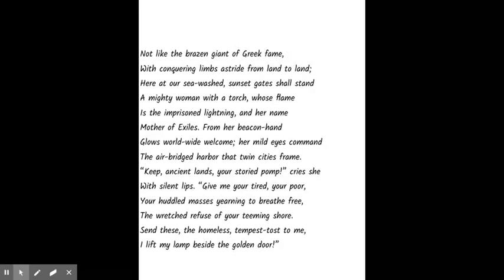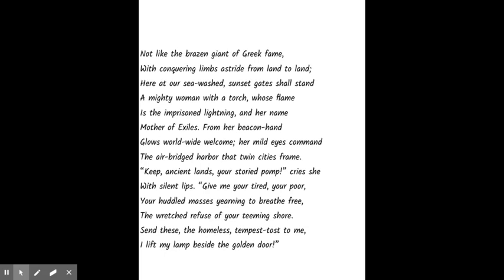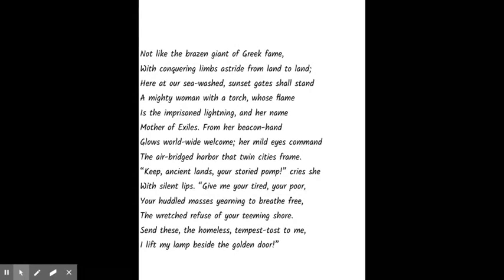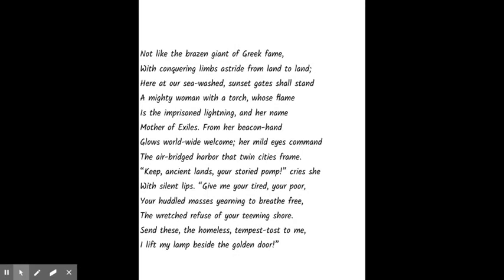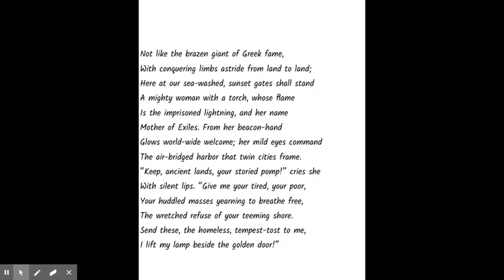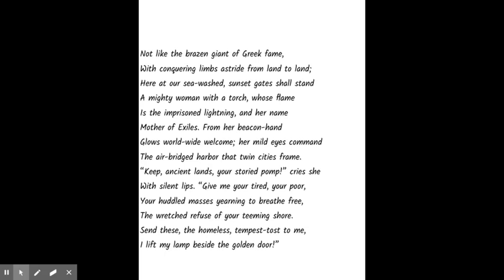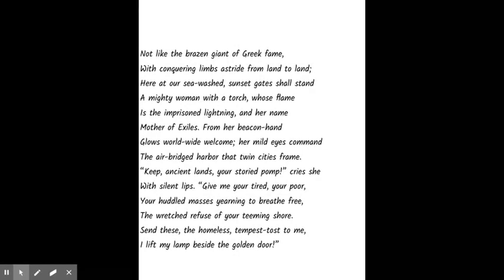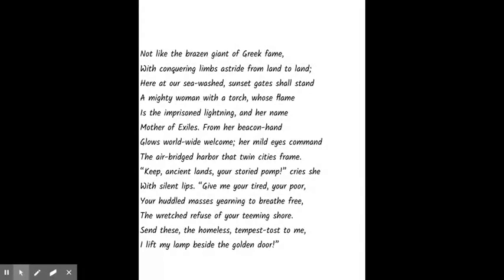Keep ancient lands your storied pomp, cries she with silent lips. Give me your tired, your poor, your huddled masses yearning to breathe free, the wretched refuse of your teeming shore. Send these, the homeless, tempest-tossed, to me. I lift my lamp beside the golden door.